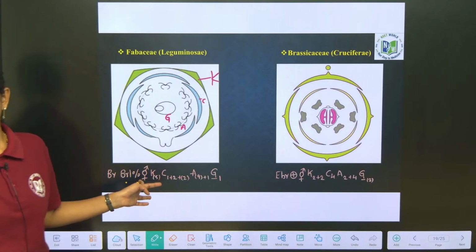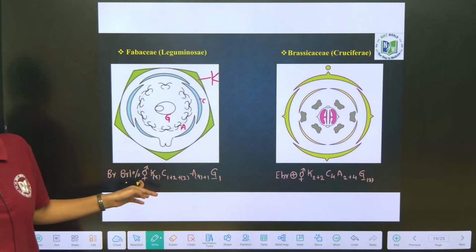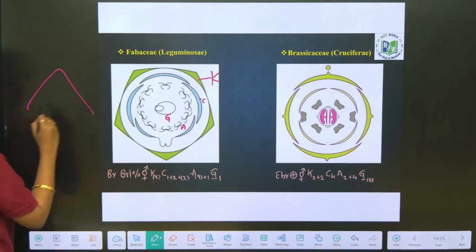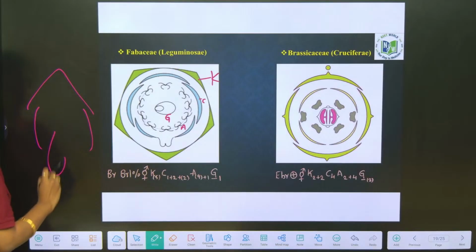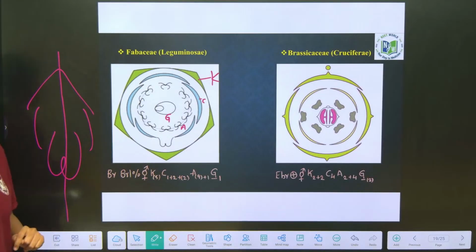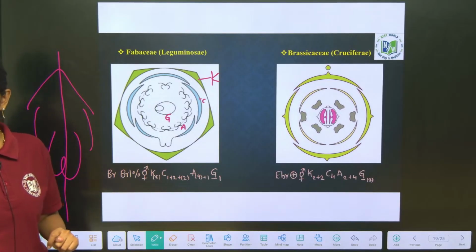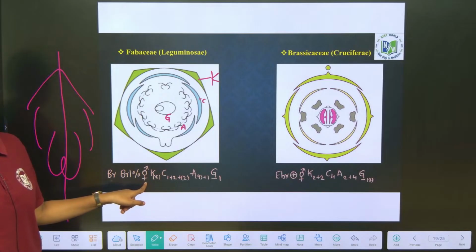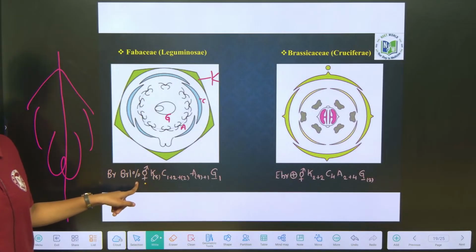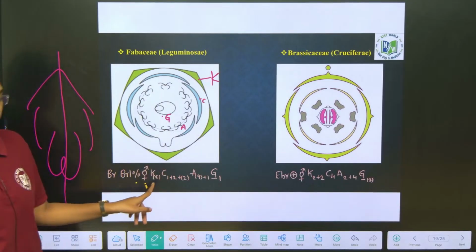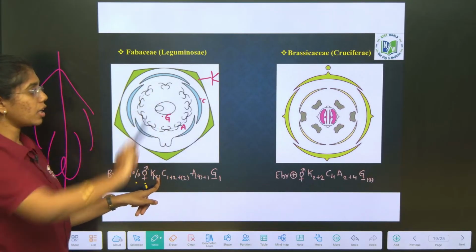What type of estivation does it have? Fabaceae. What type of estivation does it have? 1 standard petal, 2 wing petals, 2 keel petals. Vexillary estivation. That is why it is zygomorphic, and it is bisexual. It has both androecium and gynoecium. Calyx is gamosepalous or polysepalous.